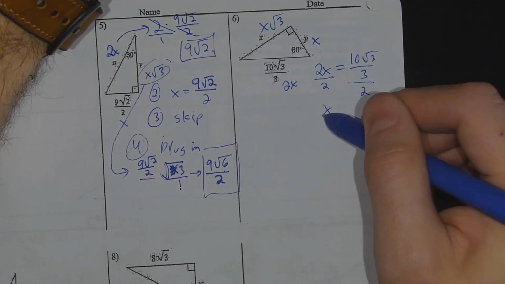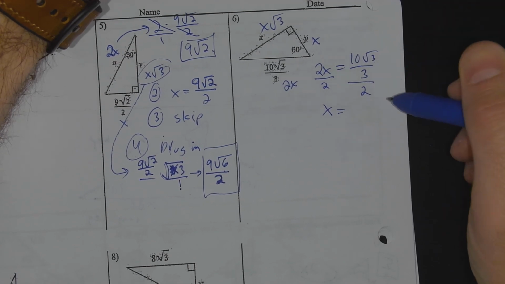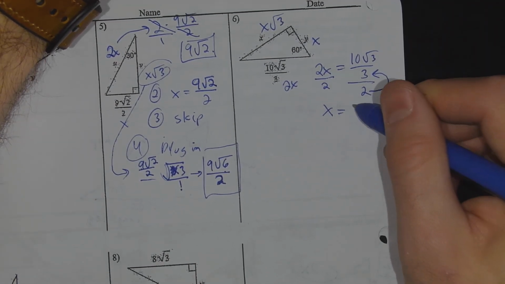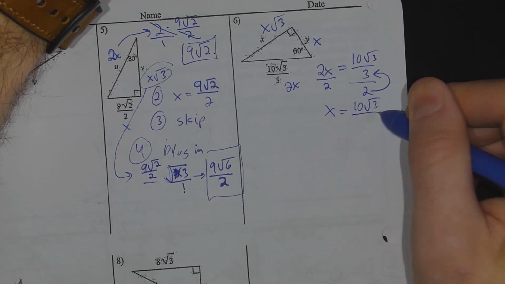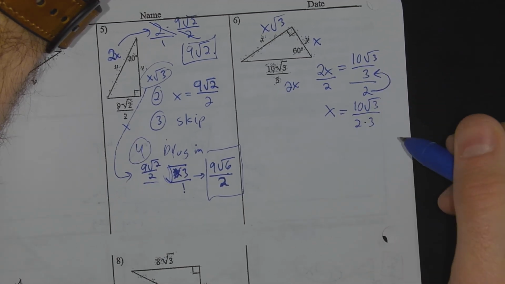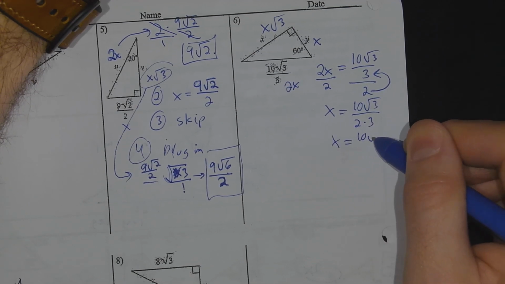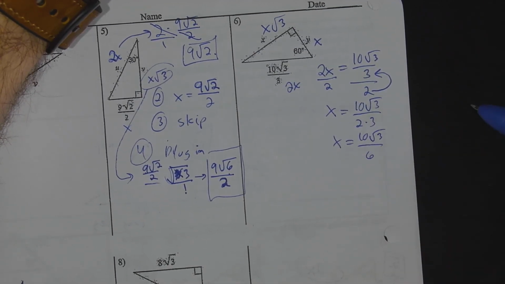Now, in case you guys forgot, when you divide a fraction by 2, essentially all you do is you take that 2 and you put it on the bottom part of the fraction. So 10 root 3 over 2 times 3. 2 times 3 is 6. So 10 root 3 over 6.